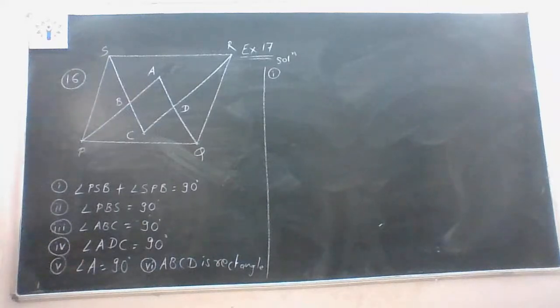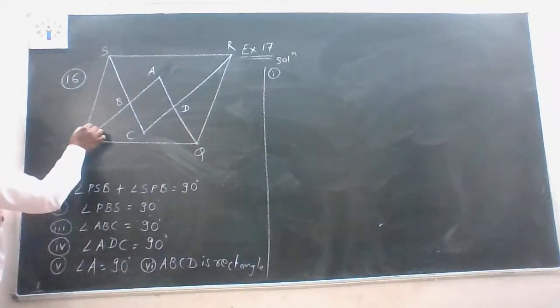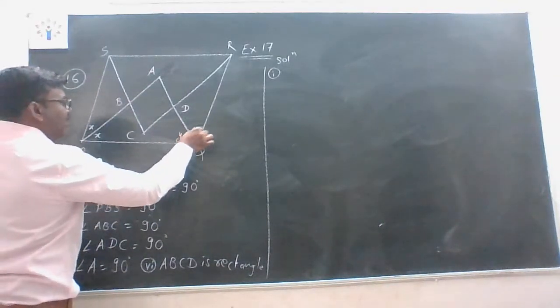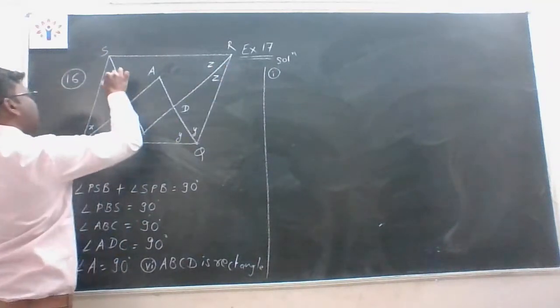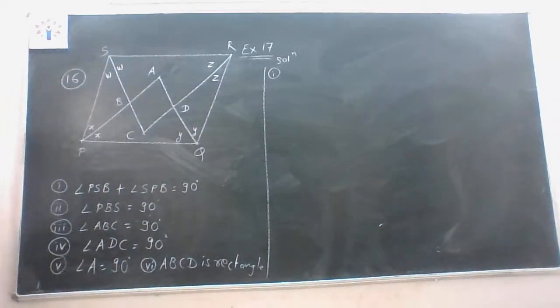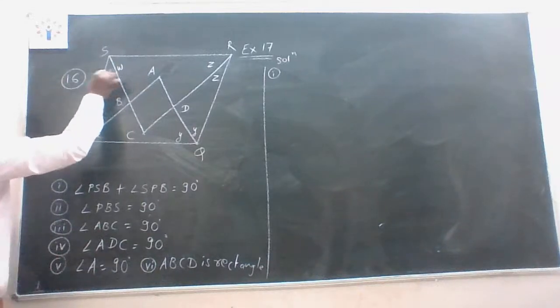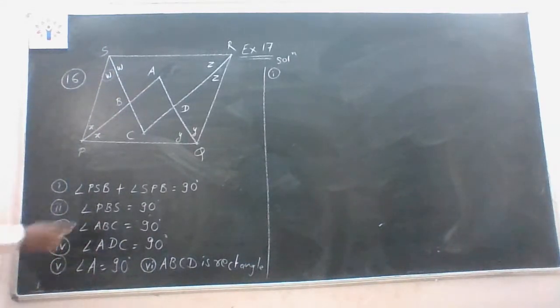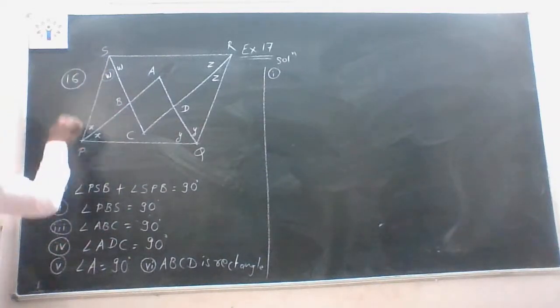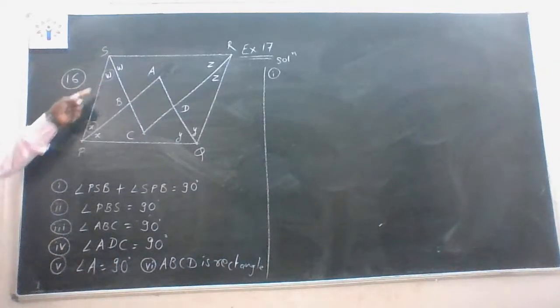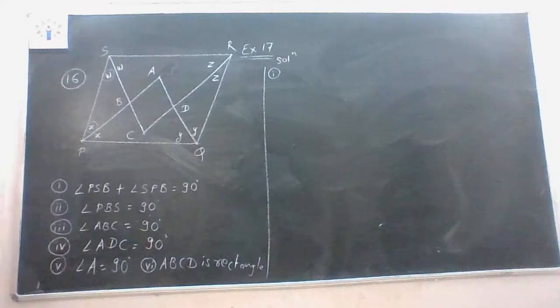As we know that all these are bisectors, we can say this is X, X because of the bisector. This will be Y, Y, Z, Z, and this is W, W. So let us start with the first solution. We want to show that angle PSB, this is the angle PSB, correct? And SPB means this is the angle SPB, which is X. We want to show that the addition of these two angles is 90 degrees.